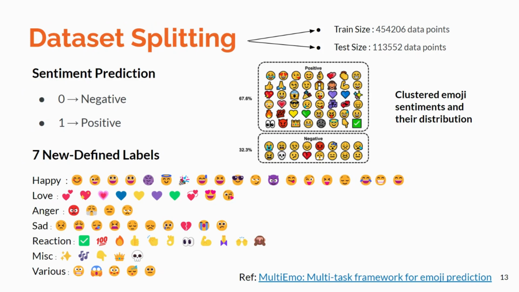In this, the 64 labels are divided into two categories, 0 and 1. 0 is negative, 1 means positive. The emojis with sad faces will go in negative. The emojis with happy faces will go on the positive side. And in that also we have divided the labels into seven classes: happy, love, anger, sad, reaction, miscellaneous, and various other expressions. All these 64 emojis fit inside these seven classes.